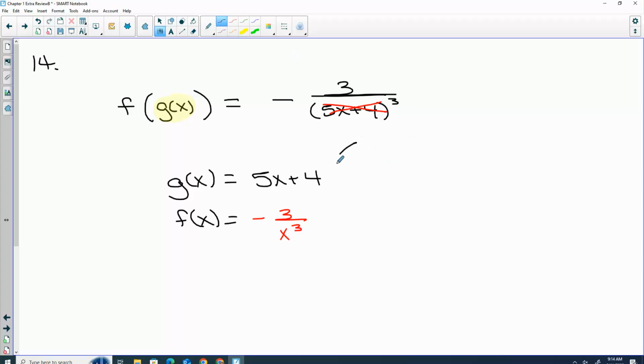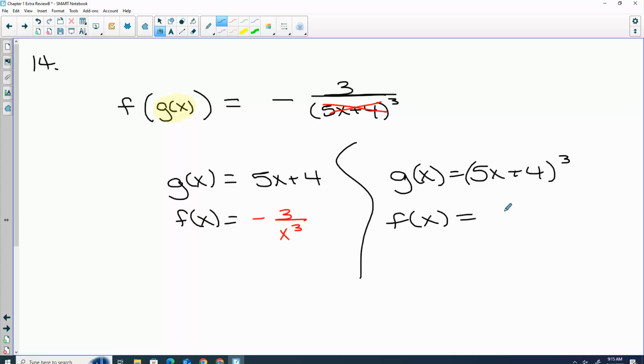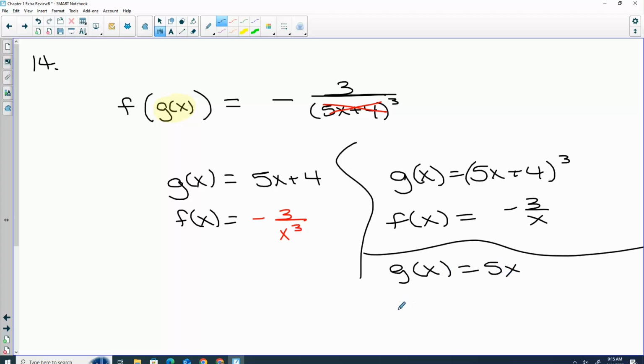Other possible answers, you could have said g is (5x plus 4) to the third. And then your f would just be negative 3 over x. You could have said your g is 5x. And then your f would be negative 3 over (x plus 4) cubed. Did anyone have a different one? Okay. So you just have to have one of those. Problem 15.